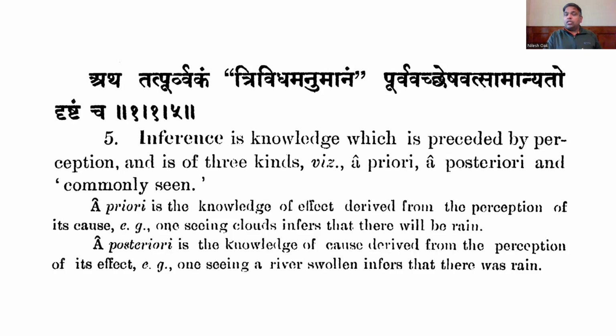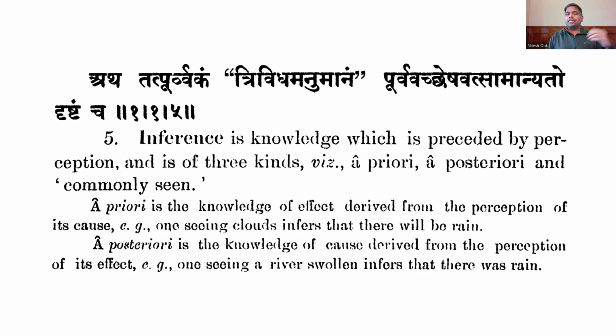A priori is the knowledge of effect derived from the perception of its cause. Good example. For example, one seeing the clouds in the sky infers that there will be rain. So which means what? The perception is of the past. Like you saw the things now, and now you're predicting what's going to happen in the future. So if you take inference as a future, then you can take this as an example of a future. A priori, meaning you know the evidence before.